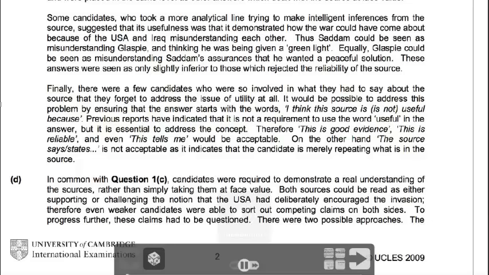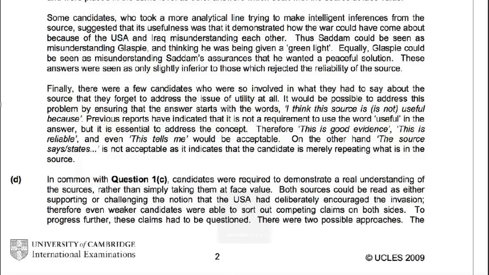Alright, I wanted you guys to look at the 2009 paper because it actually has the question how far do two sources support something, an issue. So we're going to go a bit backwards, okay? We're going to look at the answer scheme by Cambridge, and then we're going to look at the way we should be looking at the answer. So it's an interesting source.